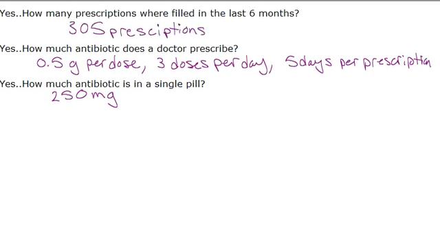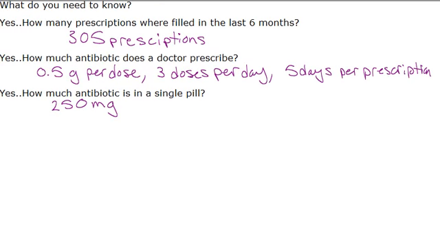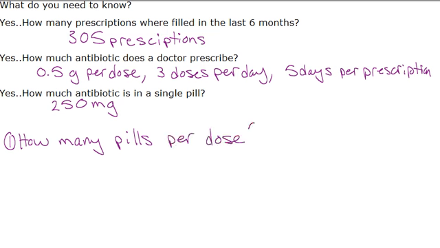So what we want to do first, if we know that there are 250 milligrams in a pill and that each dose is half a gram, first thing we want to do is find out how many pills per dose. Now you might be able to do this in your head, but let's just go through the conversion. So just notice our units here. We've got milligrams versus grams. So the first thing that we need to do is make those units consistent.